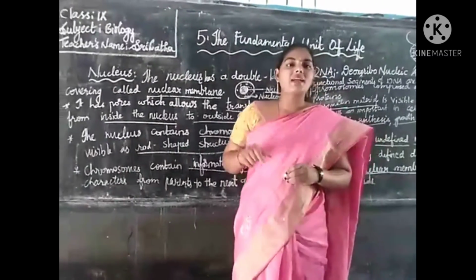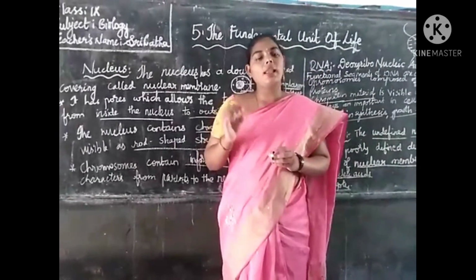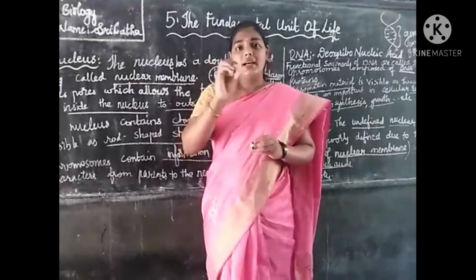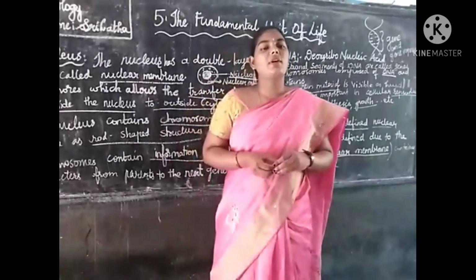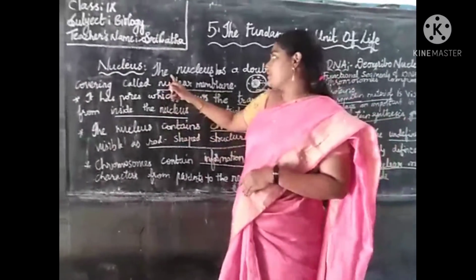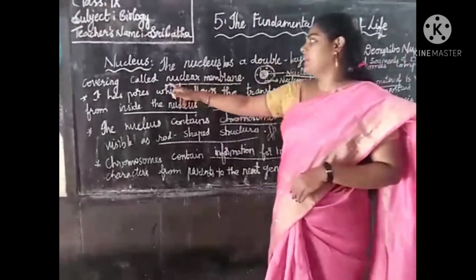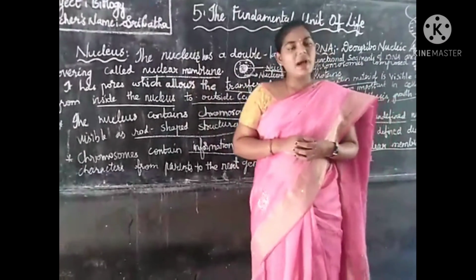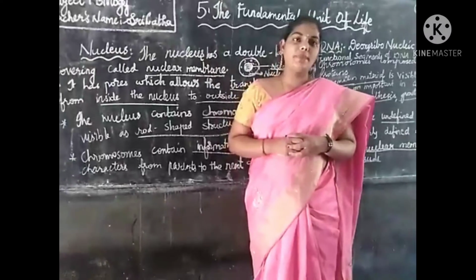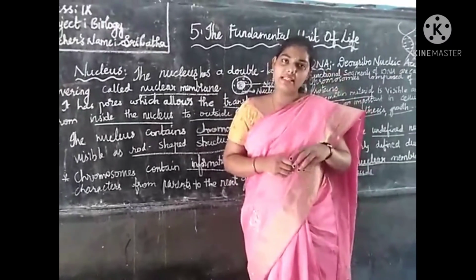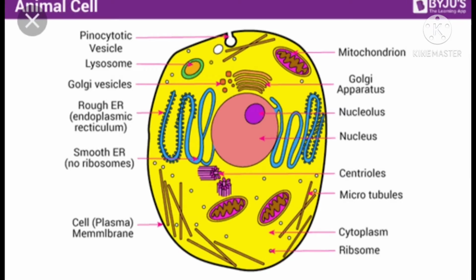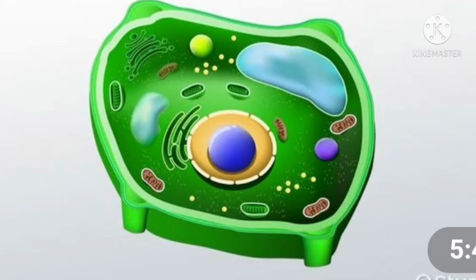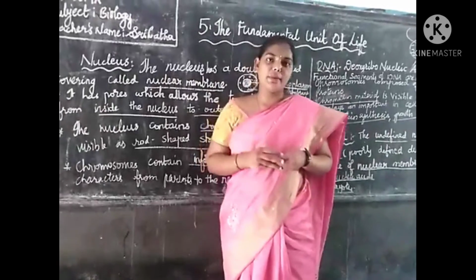The dense part of the cell, which appears small, round and spherical in shape, is called the nucleus. The nucleus has a double layered covering called the nuclear membrane. This dense part appears mostly in the middle of the cell in animals. Animal cells have the nucleus in the middle, whereas in plant cells it is at the periphery. It lies just towards the boundary, close to the plasma membrane.